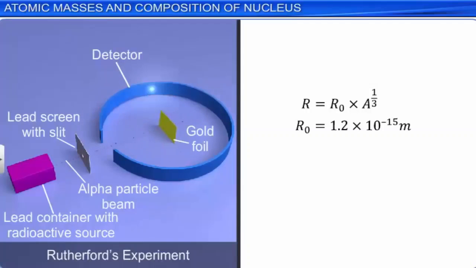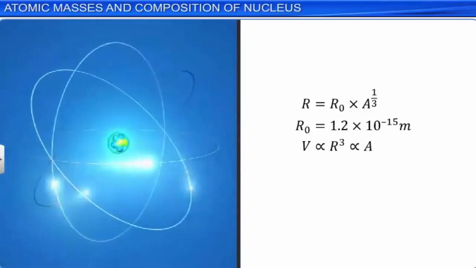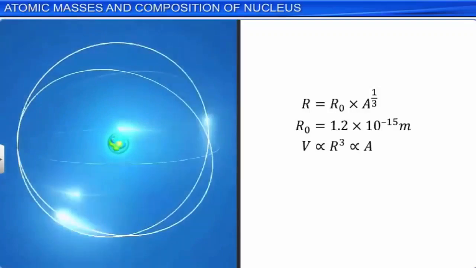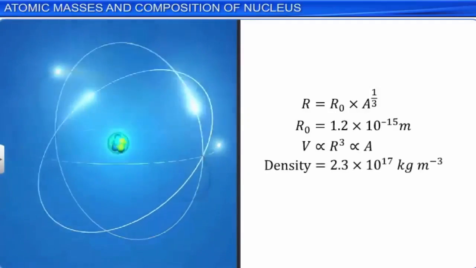Therefore, the nuclear volume is proportional to r cube and r is proportional to A power 1 by 3. This implies volume is proportional to the atomic mass number, that is, proportional to the number of nucleons. The nuclear density is constant and is independent of the mass number A. We can imagine nuclei of various elements as liquid drops of constant density. The density of nuclear matter is 2.3 × 10¹⁷ kilogram per meter cube.